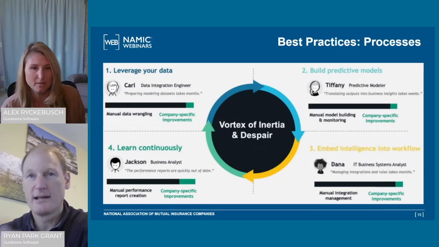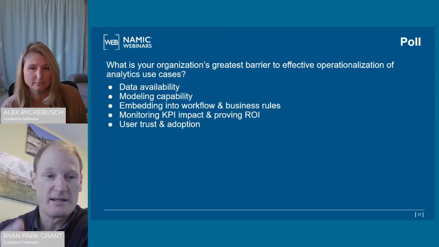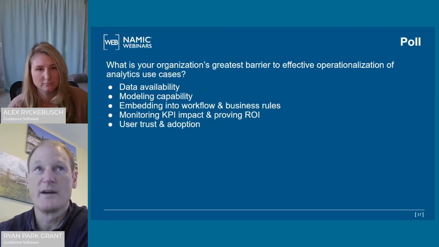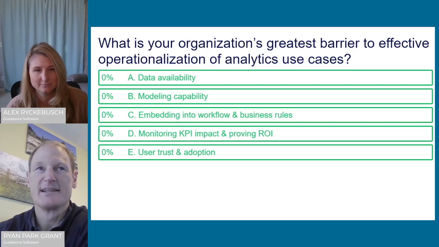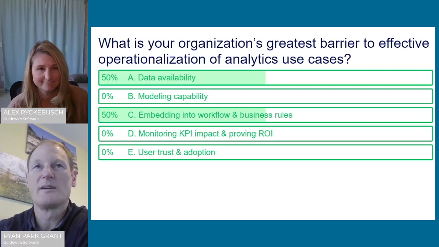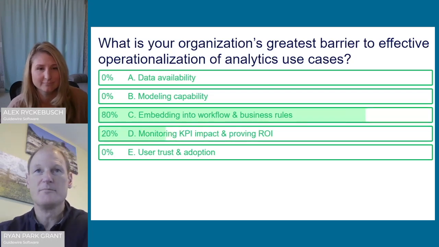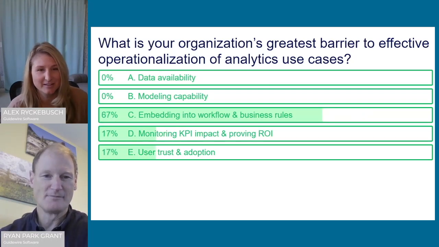So in that light, let's go on to our next poll here, which is, thinking about that circle we were just looking at, what is your organization's greatest barrier to effective operationalization of analytics use cases? Is it what was at the top left, getting the data; top right, modeling; bottom right, embedding into workflow and business rules; bottom left, monitoring KPI impact and improving ROI? Or is it the meta problem of user trust and adoption? Embedding is in the lead.